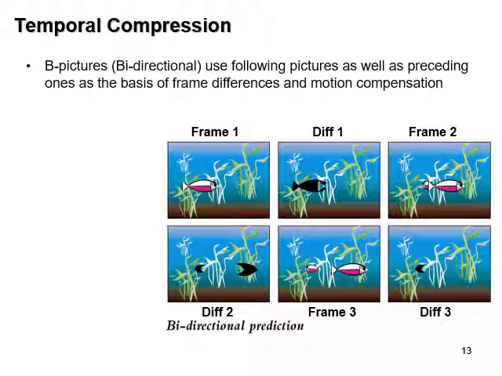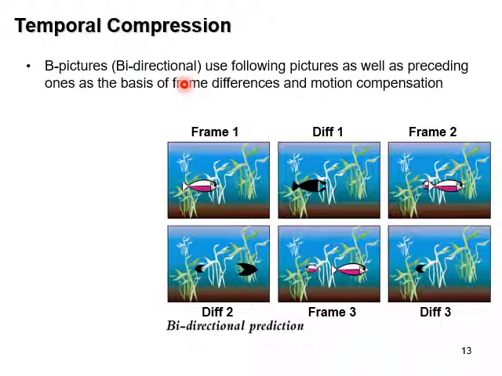Now, can we do even better than this? In fact, yes. There is something else in addition to the predictive or the difference representation, and in addition to the motion compensation, we have something called the B pictures. So we have the I pictures, we have the P pictures, and we have something called B pictures. And B here stands for bidirectional.